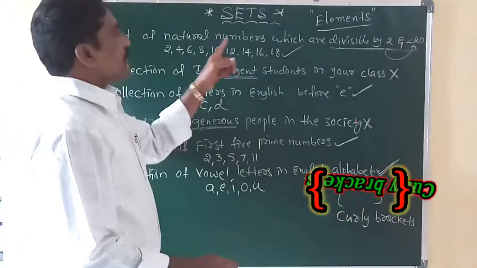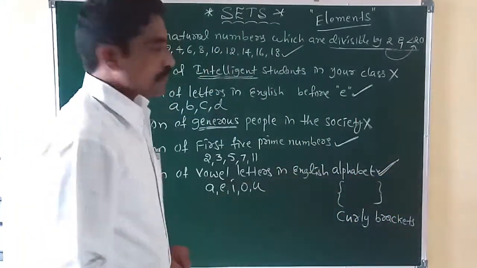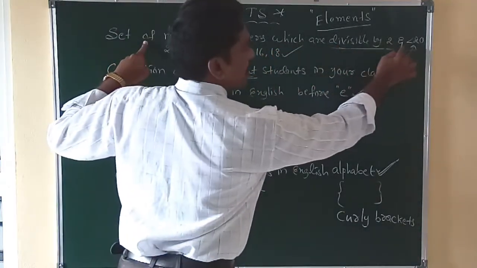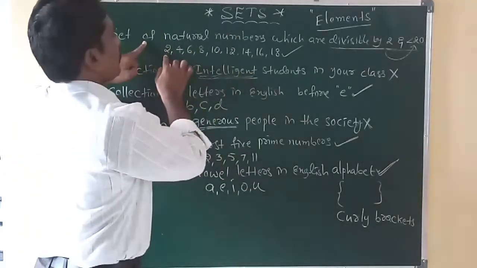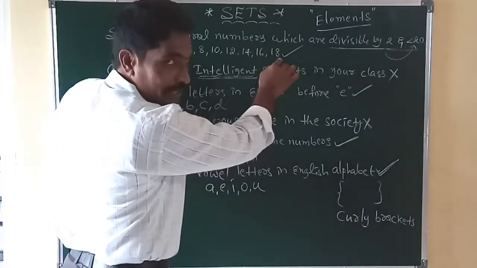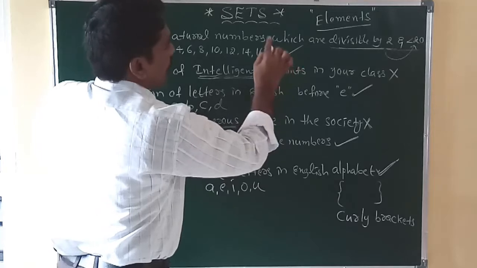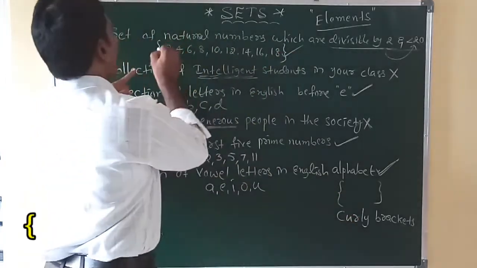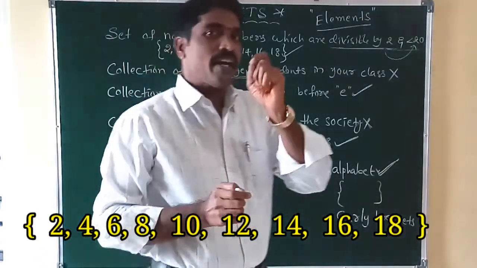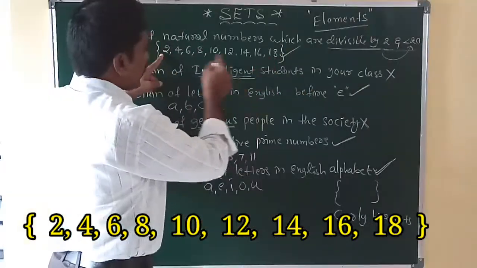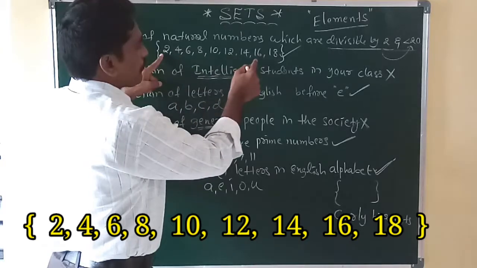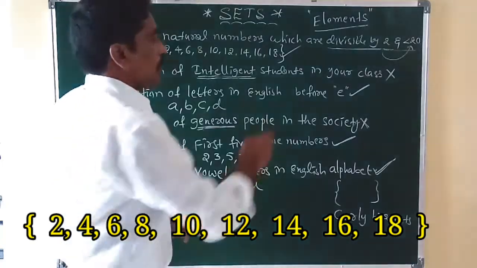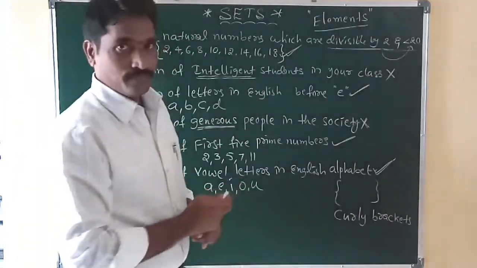So we are going to write, using set brackets, the set of natural numbers which are divisible by 2 and less than 20. We can list out all the elements, and we can enclose these elements in brackets. Every element is separated by commas and enclosed in the curly brackets. So this is a set notation.